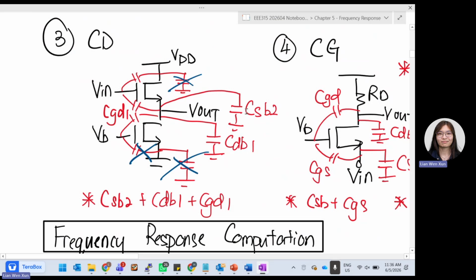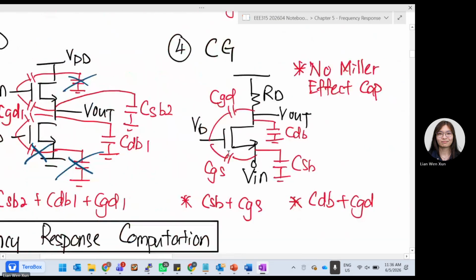Furthermore, I can combine CSB2, CDB1, and CGD1 because all of them are from V out to ground. So I can combine them. And finally, your CG. Your CG is input at the source, output at the drain. Again, for capacitors, this one can only combine two parts. It's only CGD, CSB, and then CGS. The rest cannot generally be combined.